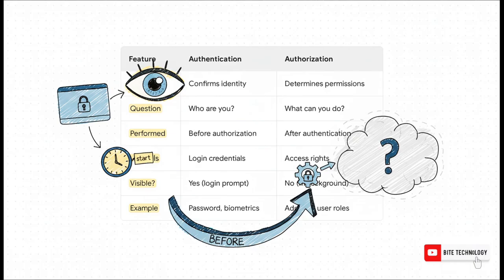This table lays it all out, but there are a couple things I really want to point out here. First, look at the visible row. You actively see and do authentication. That's the login screen you interact with. But authorization, that happens completely invisibly in the background. And maybe most important of all, look at the order. Authentication has to come first. You can't give someone permissions until you know who they are. They're a one-two punch, not a choice.